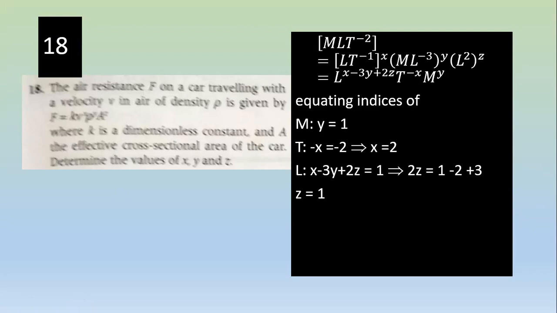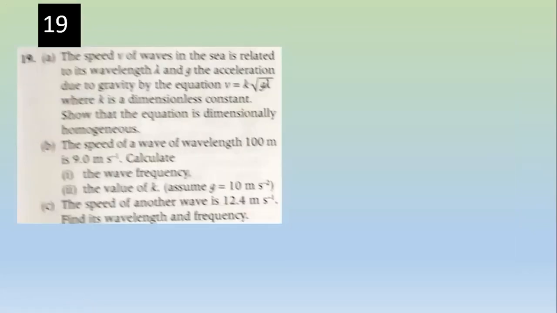19, teacher. The speed v of waves in the sea is related to the wavelength lambda and g, the acceleration due to gravity, by the equation where k is a dimensionless constant, so you can throw k away. Show that the equation is dimensionally homogeneous. That means they have the same unit or the same dimension.